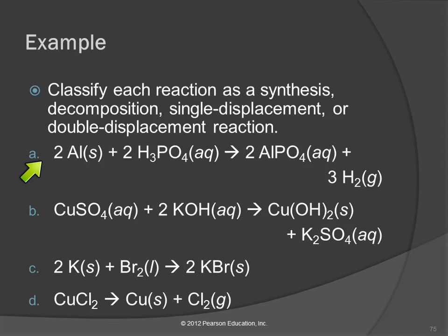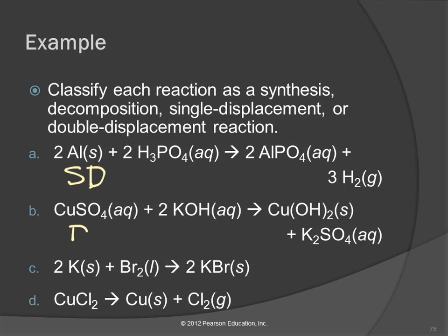Let's look at letter A. What kind is that? Single displacement. Here we've got aluminum as an element coming in by himself. He's leaving with phosphate. Hydrogen came in with phosphate, and poor hydrogen's leaving by himself. So that is single displacement. We'll call that SD. How about letter B?